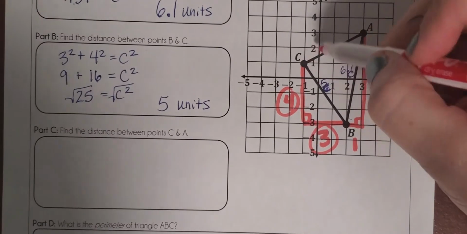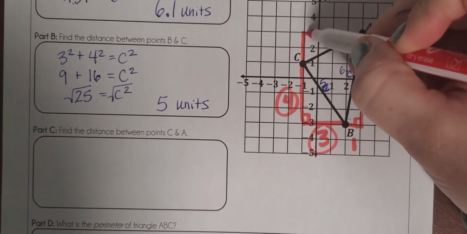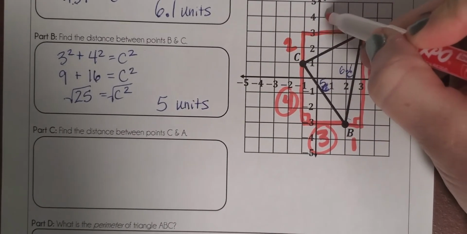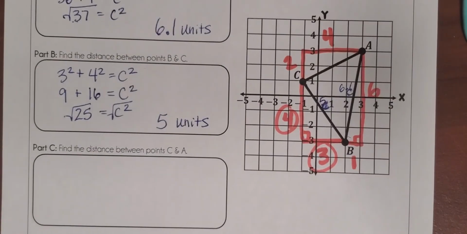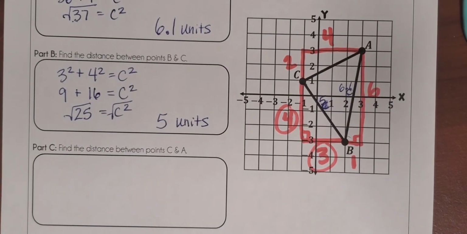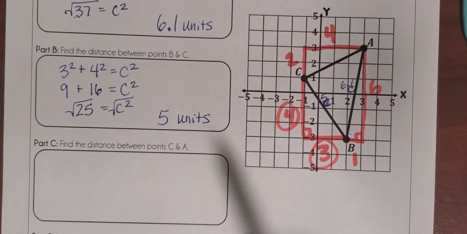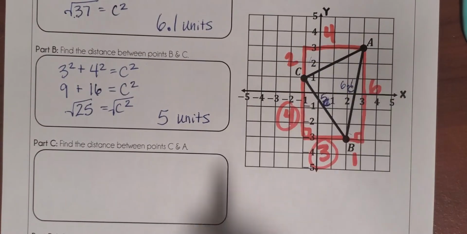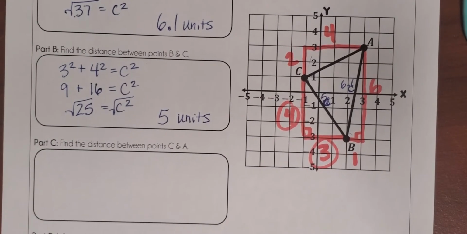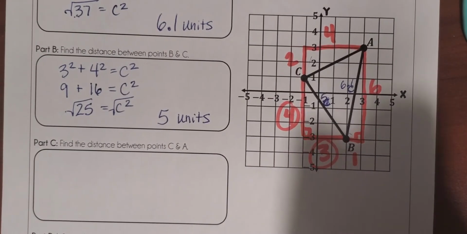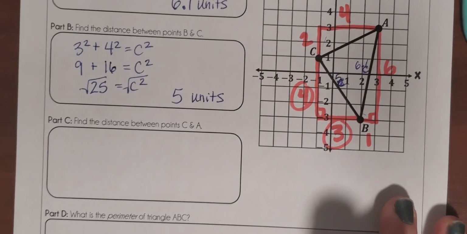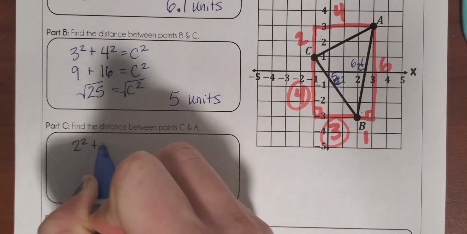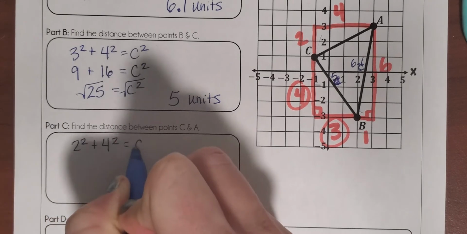So I'm going to go from C, I'm going to go up and then over. So I went up 2 and then over 4. So those are my 2 side lengths. Notice that once I got done with drawing in my right triangles, it has made a perfect rectangle as well. So that's an easy way to remember how to do this as well. You can just make the rectangle. All right, so looking at my triangle, I have 2 squared plus 4 squared equals C squared.